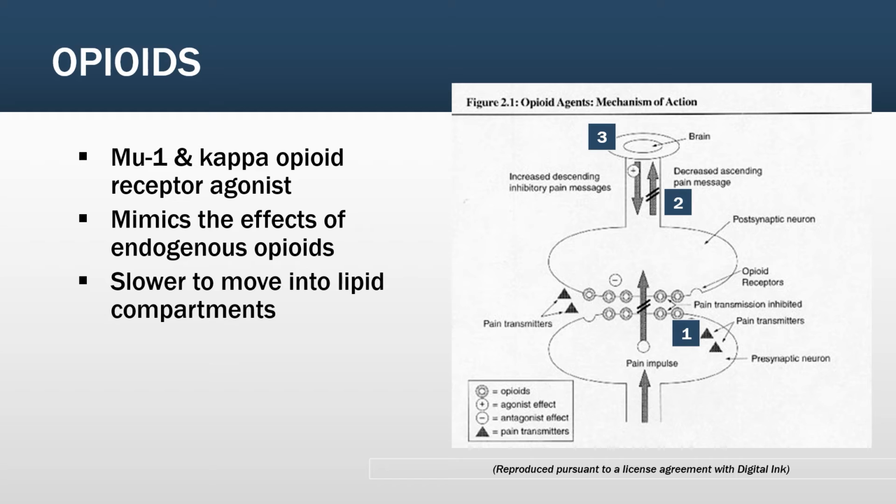As seen in this diagram, opioids have an agonist effect on the opioid receptors, primarily mu and kappa, found on the primary afferent neurons, which inhibit release of pain transmitters, as seen by the number 1 here. They also have an antagonist effect on the postsynaptic receptors of the spinal thalamic tract neurons, which inhibits the ascending pain transmission, as seen in number 2. And finally, opioids have an agonist effect within the brain, which enhances descending inhibitory pain messages, as seen in number 3. In this way, opioids mimic the effects of endogenous opioids.